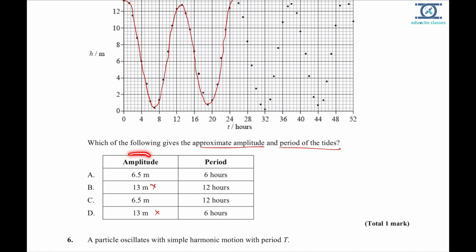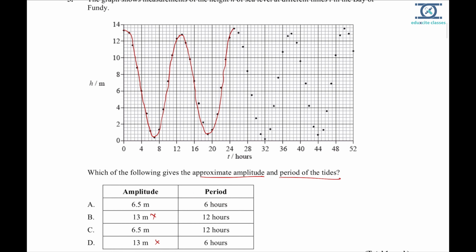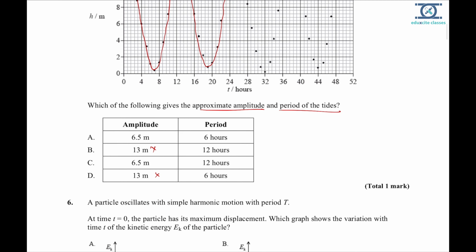Now amplitude is 6.5. Now what about the time period? So time period is the time taken for one complete oscillation. So here you see, this is one complete. It started from this position and it came to this position. So this is something near about 12 hours. So option C will be the right answer.